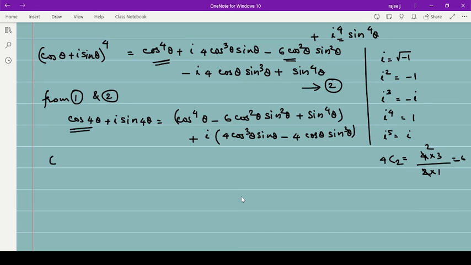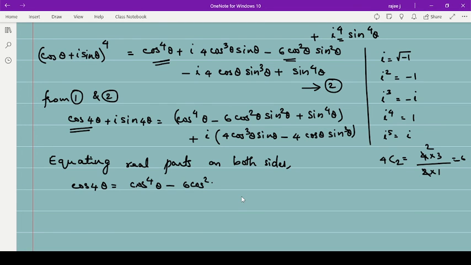So here, equating the real parts on both sides, we will get cos 4 theta is equal to cos raised to 4 theta minus 6 cos square theta sin square theta plus sin raised to 4 theta. Okay, so this is cos 4 theta.